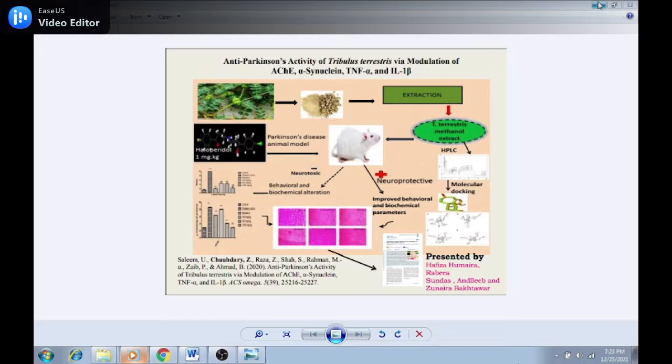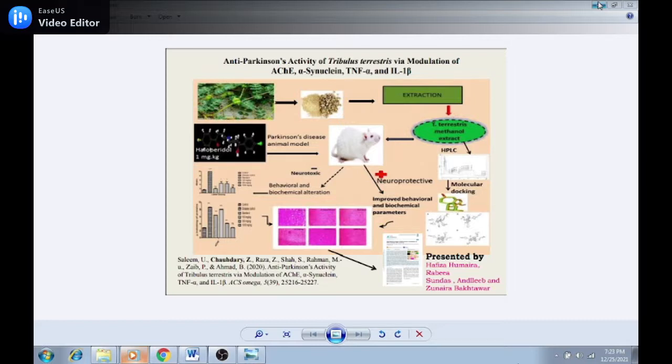The Tribulus terrestris methanol extract was prepared by macerating 2 kg of this powder in 5 liters of methanol for 7 days with occasional shaking. The extract was then filtered and passed through a rotary evaporator to get the semi-solid extract. It is a rich source of flavonoids and saponins, which have been reported to have neuroprotective effects and antioxidant potential.